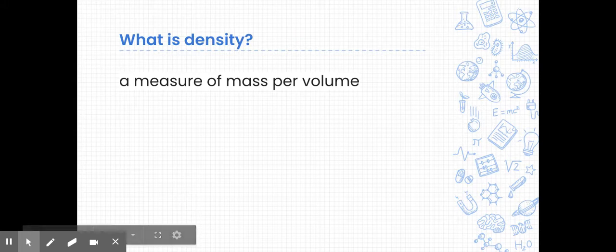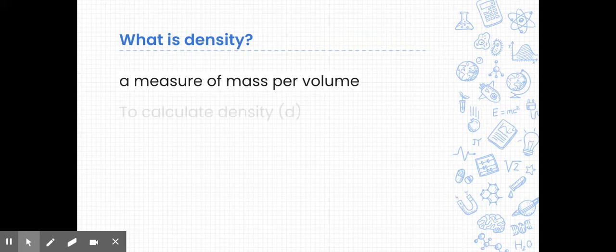So what is density? Density is a measure of mass per volume. It's a word that we use to describe how much space an object or substance takes up in relationship to the amount of matter that an object or substance has. In a nutshell, it's how much stuff is in a given space. For example, if you were in a classroom and you had 5 people, and then you had the same classroom with 200 people, the room with 200 people would be more dense than the one with 5.